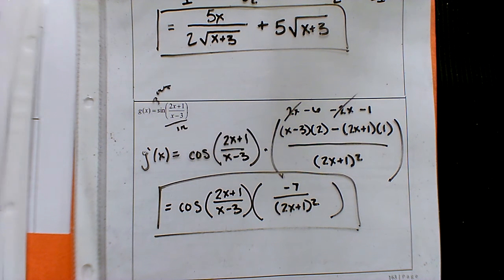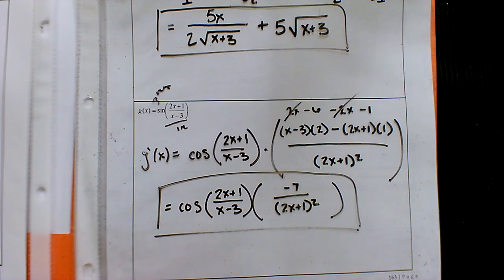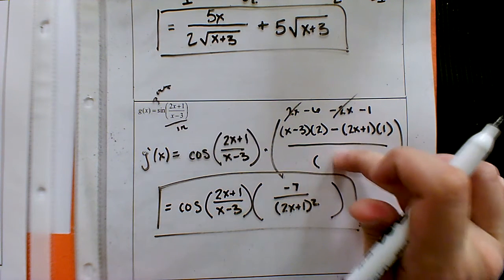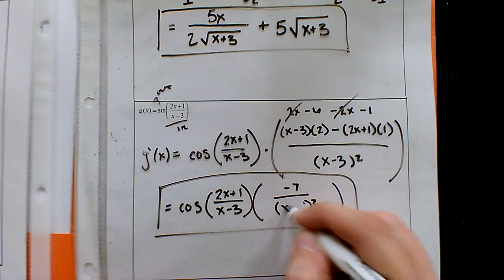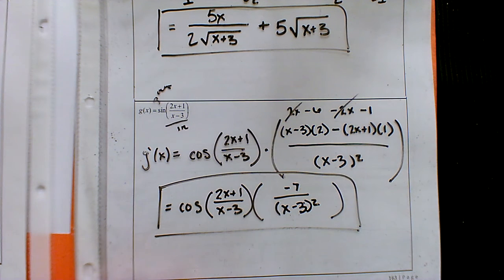Supposed to be 2x plus 1. Oh, I was looking at the top. I'm sorry. Good catch. Bottom squared, right? That's better.